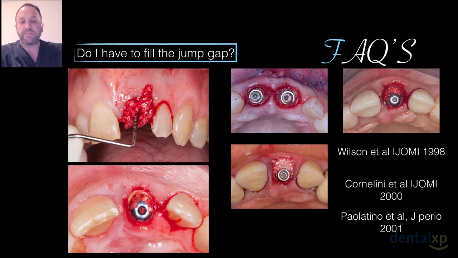And if you do fill it, you tend to get better bone than not. I prefer to stabilize the clot. If you do have very little bone, like you can see in the central photograph, there's very little space. Those kind of cases, you don't need to. The blood clot should stabilize on its own very, very well. But generally what I prefer to do is I prefer to place bone in there.